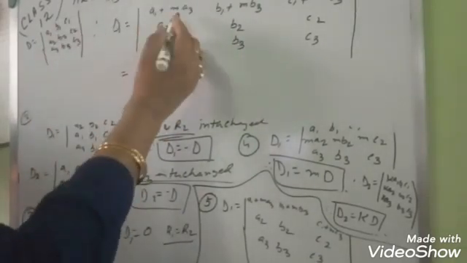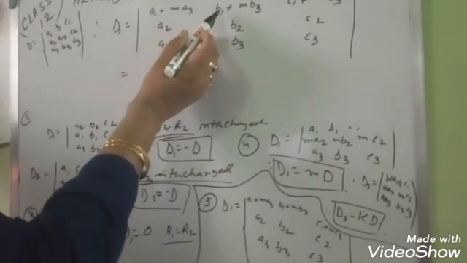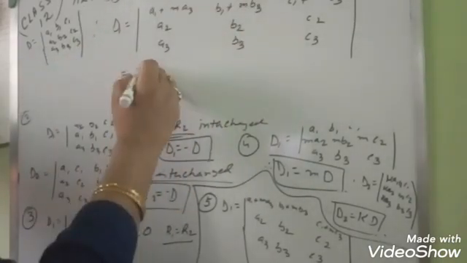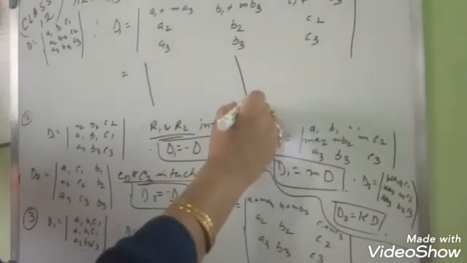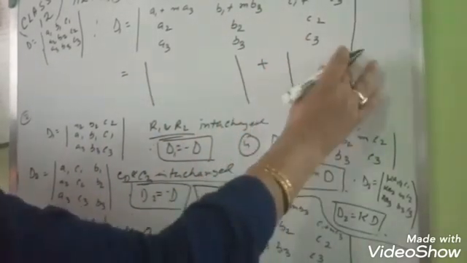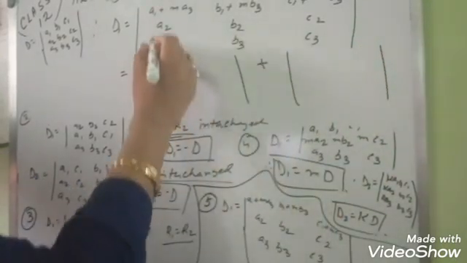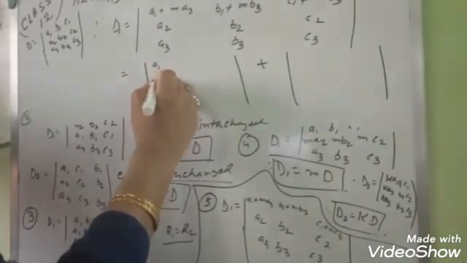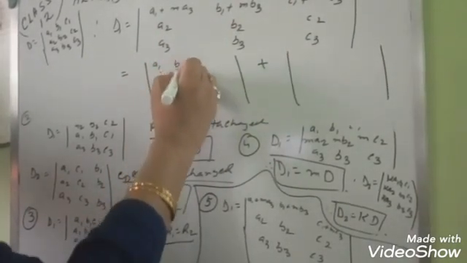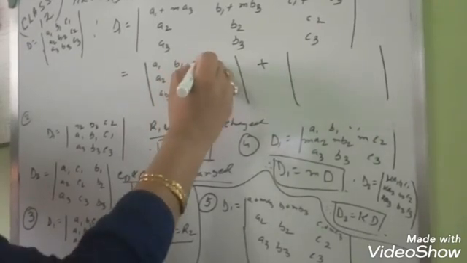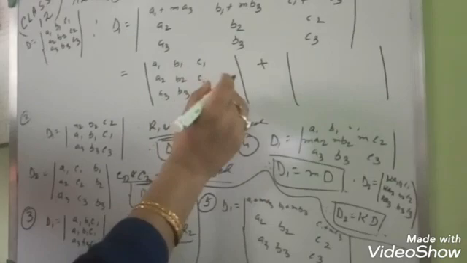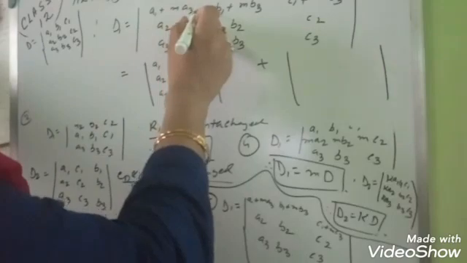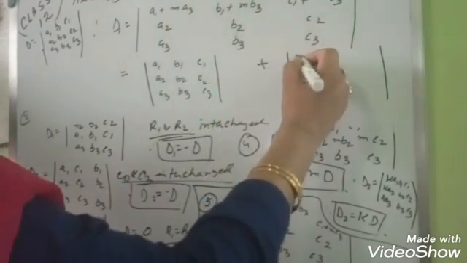Now, how can we expand this? One property we have already done. When the first row is added to any term, then it can be separated. So now it can be expressed in that way. What we will write here? A1, A2, A3, B1, B2, B3, C1, C2, C3, and again A1, A2, A3, B1, B2, B3, C1, C2, C3. Okay, and here what we can write? MA3, MB3, MC3.